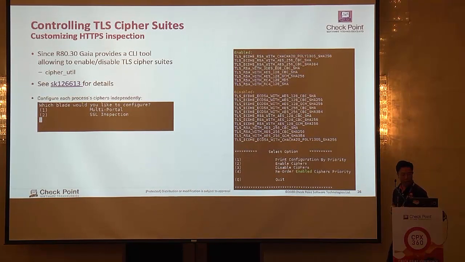Another enhancement in R80.30: we provide a CLI tool, so with the tool you can enable or disable cipher suites. Some of the legacy ciphers are not secure enough, so we suggest you disable them. When the client connects to the server side, if the cipher suite is disabled, we will enforce them to use another, newer cipher suite to have better security. So now it is available since R80.30, and you can select the cipher suites you want to enable or disable.